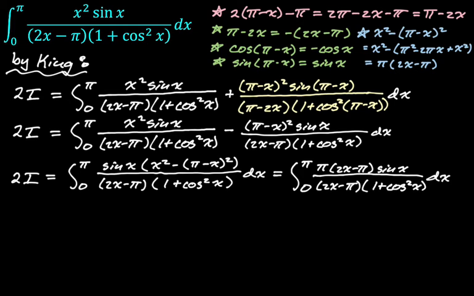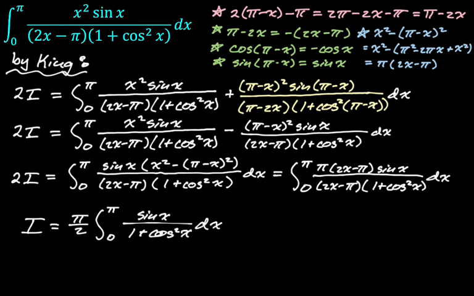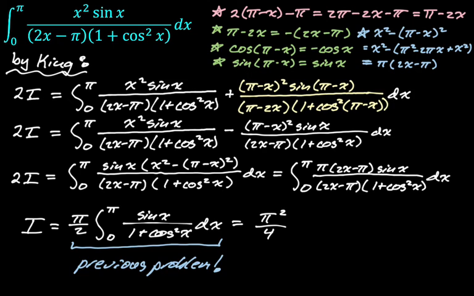So the 2x minus pi's cancel. We can factor out the pi, and that's 2I, which means the integral is going to be pi over 2, and then we just have sine of x over 1 plus cosine squared of x. This is literally the last problem that we did. We just got the exact same problem. We did all the substitution, all that work. This is exactly the same problem we did before. So we know the answer is pi squared over 4. That's insane. That's the kind of thing that happens when you dive into these sorts of problems.